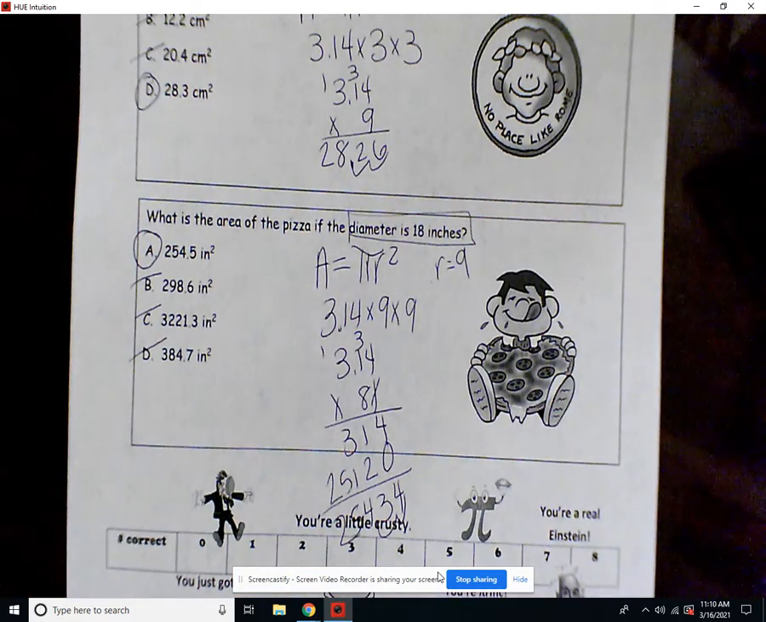All right, so your homework will look just like this, just different numbers in different problems.